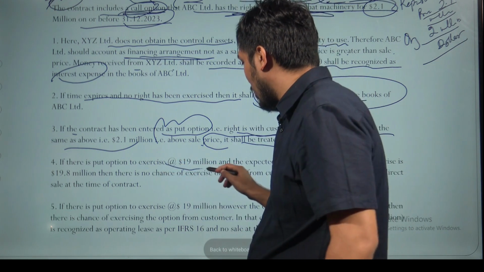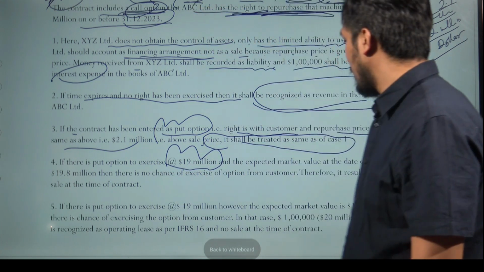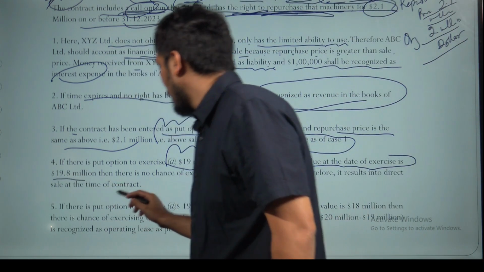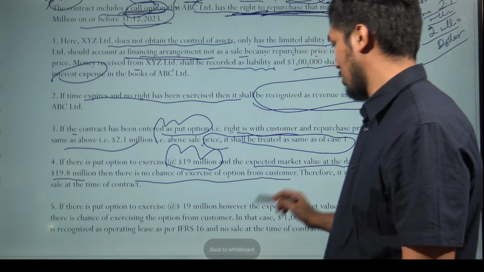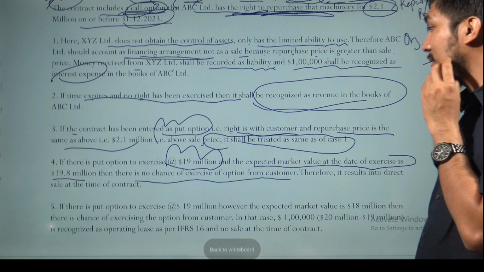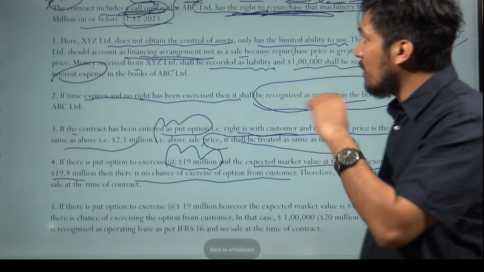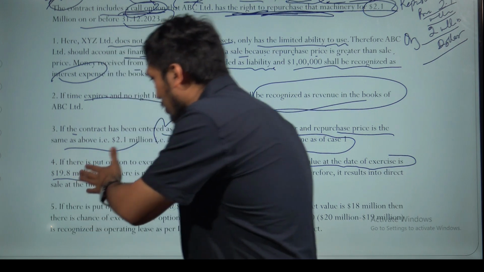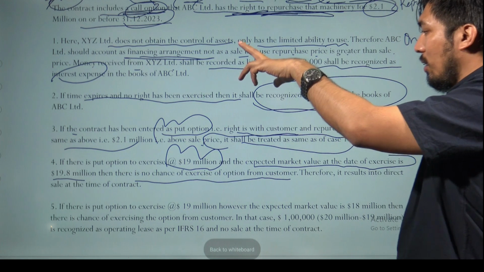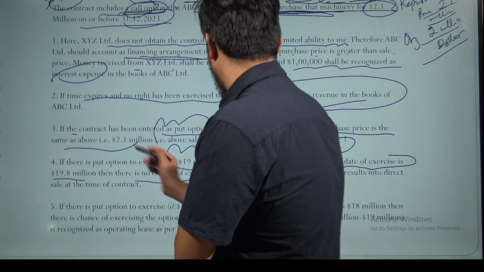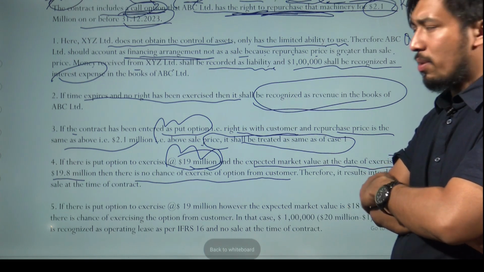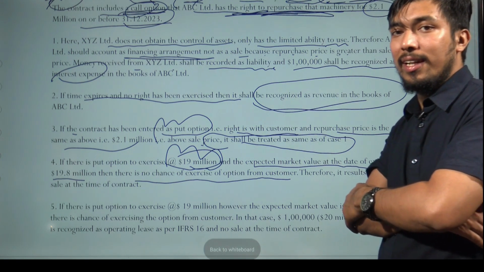Okay, let's add another scenario in this example: if there is a put option to exercise at $19 million, that is below the original selling price, and the expected market value at the date of exercise is 19.8 million, then there is no chance of the customer exercising the option, because if XYZ Limited sells that asset on the open market, then XYZ Limited will get $19.8 million. But if XYZ Limited exercises the put option, then it will only get $19 million. So there is certainty of the buyer not exercising the put option, so it will be considered as a sale.